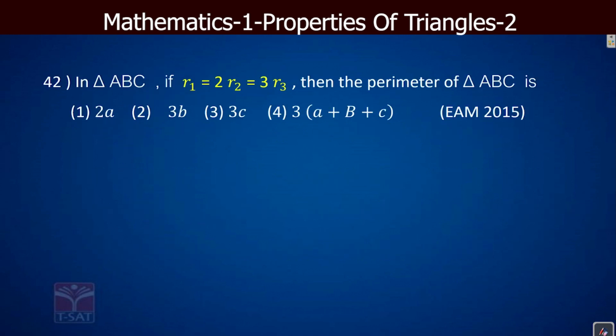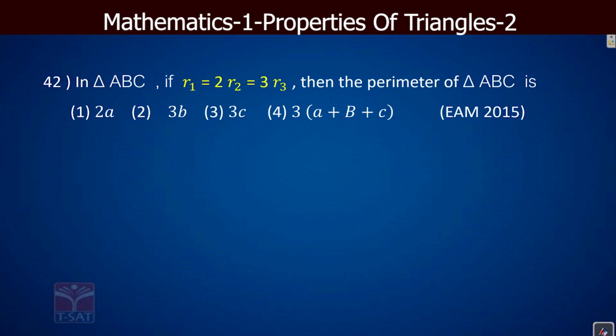Next, 42. In triangle ABC, if small r1 is equal to 2 into r2 is equal to 3 into r3, where r1, r2, r3 are the exradii. r1 is the exradius opposite to vertex A, r2 is the exradius opposite to vertex B, and r3 is the exradius opposite to vertex C. Then the perimeter of triangle ABC is: one, 2a; two, 3b; three, 3c; four, 3 into (a plus b plus c). This is EAPCET 2015.